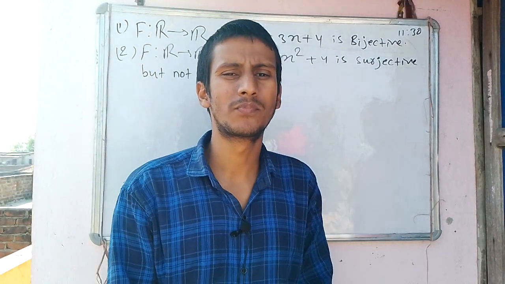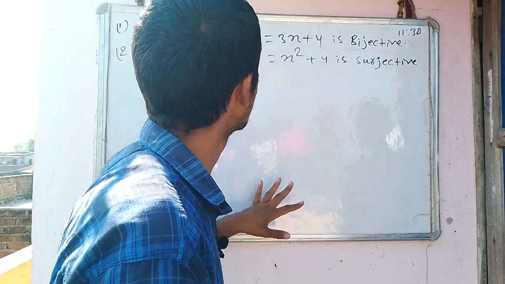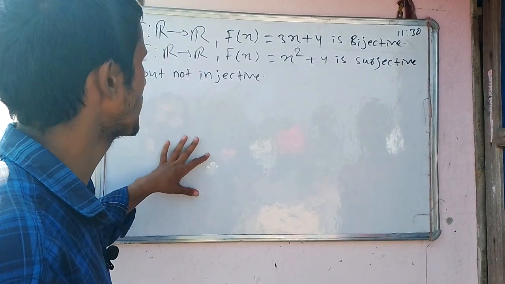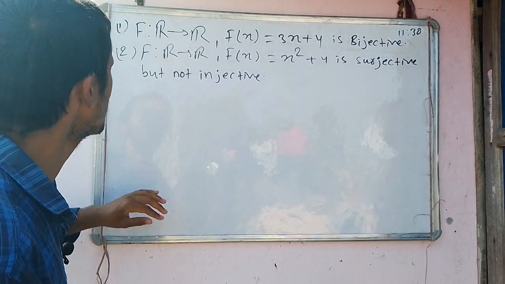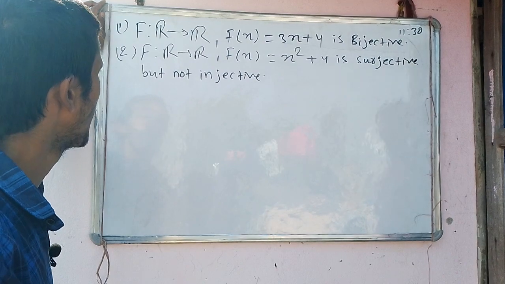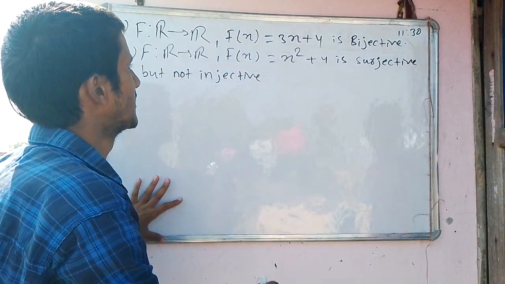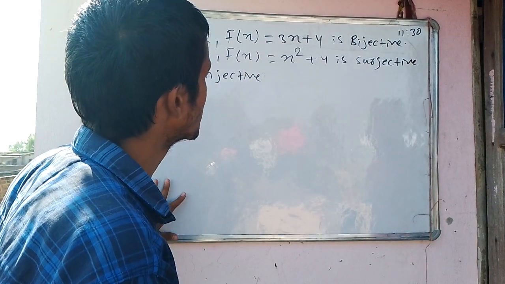Okay, welcome to this video, and in this video I'm gonna prove. Okay, so we have two questions here. So what are the questions? First question is f: R to R, f of x is equal to 3x plus 4, is bijective.